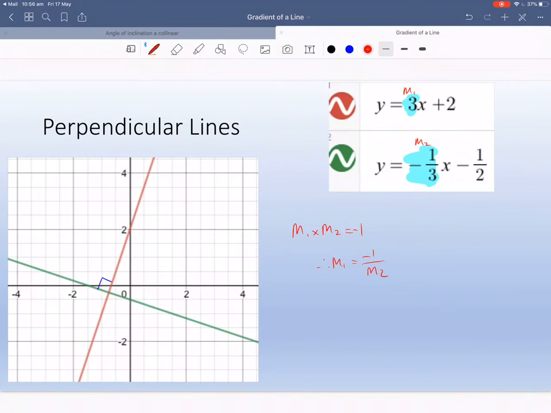So in this case, what was m1? 3. Essentially, if we have a gradient, say we have another line, y equals 4x plus 3, a perpendicular line would be y equals minus 1 over 4 x plus whatever. See how that gradient is the negative reciprocal of the other one?